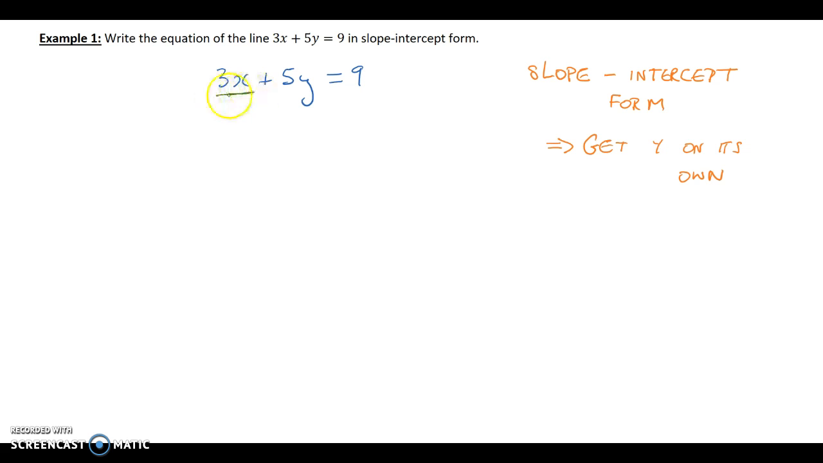And this 3x piece, there's no y there, the 3x piece doesn't have a y, so we'll move that across. Okay, so it's going to become 5y is equal to 9, and now we move the 3x across. But remember from the last couple of weeks that when we move something from one side of an equation to another, we have to change the sign in front of it. So the 3x moves across the equal sign to the other side of the equation. It's going to become minus 3x.